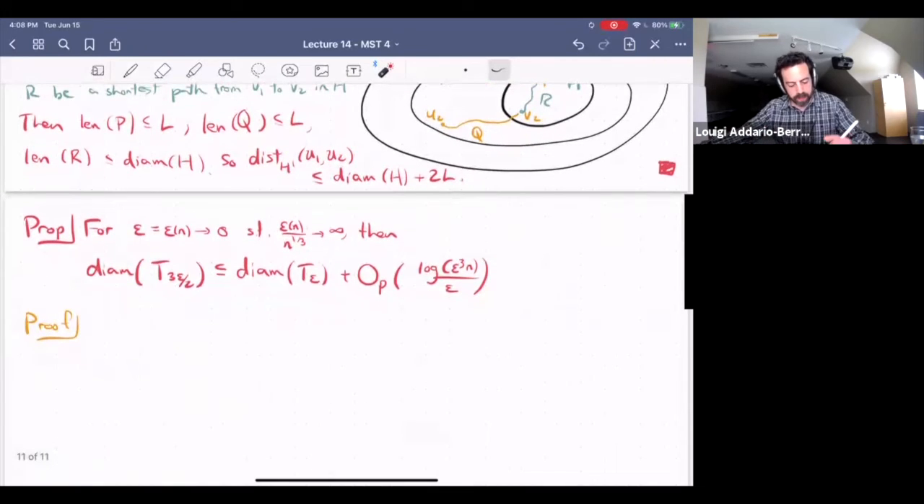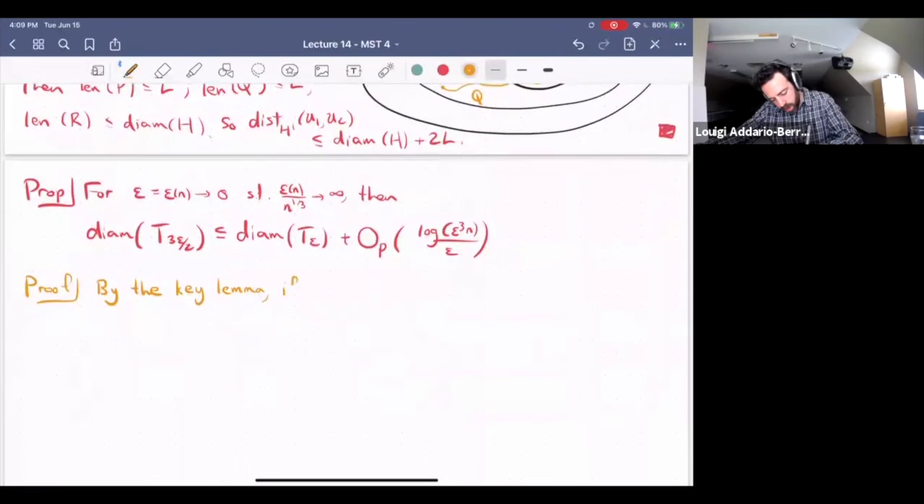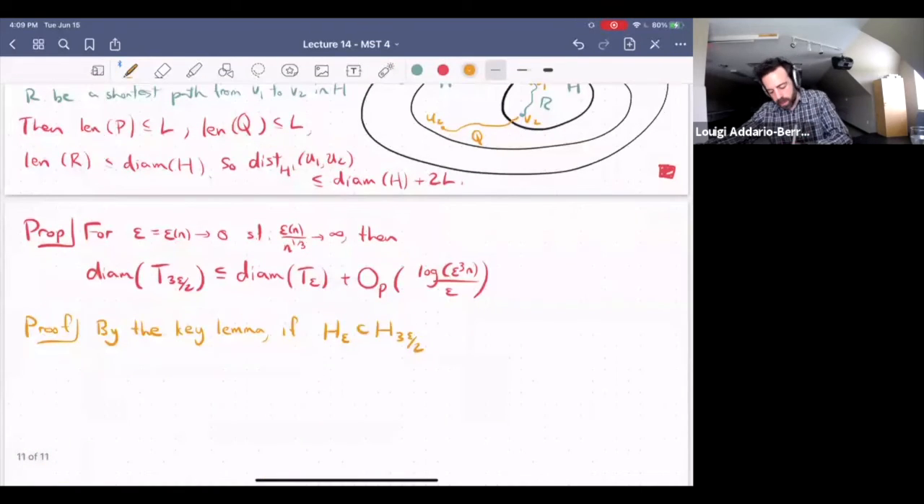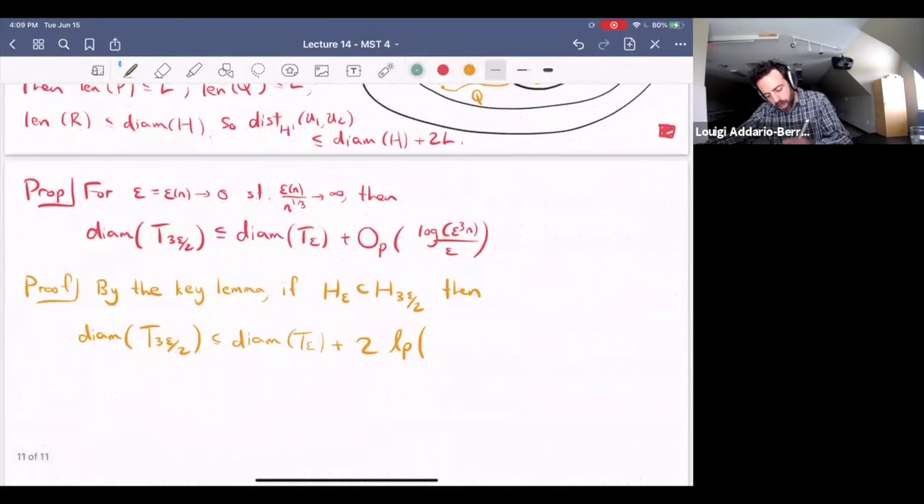Okay, so the proof of this really boils down to facts about the Erdős-Rényi process plus this key lemma. The key lemma tells us that as long as H epsilon is contained in H three epsilon over two, right, that the largest components are actually nested in this way, that's needed for the lemma. We have to be growing the largest component. As long as that happens, then the diameter we're trying to bound, at time three epsilon over two, is at most the diameter of H epsilon plus twice the length of the longest path in a graph I'll call G hat.